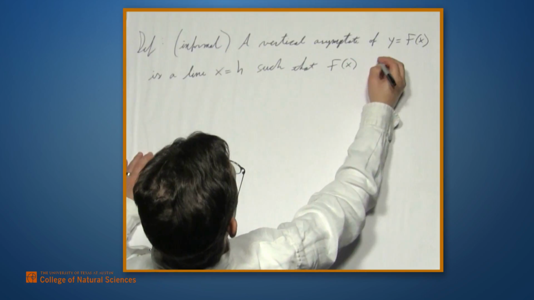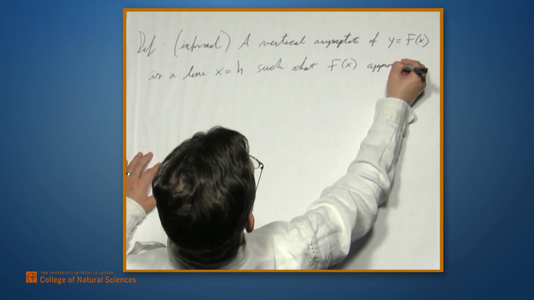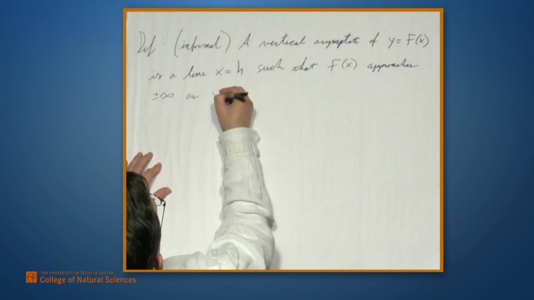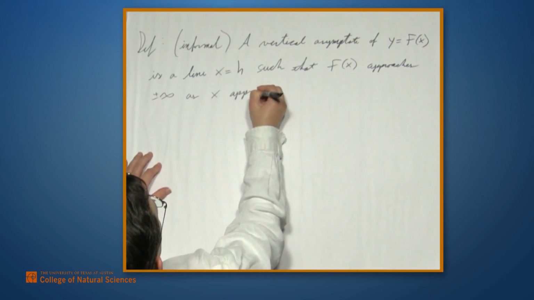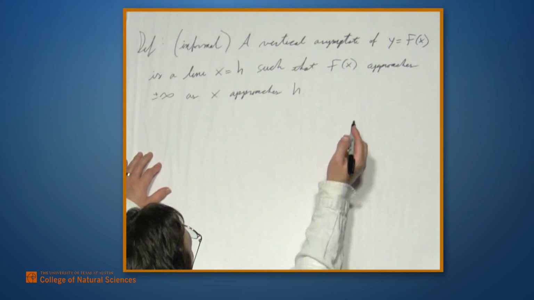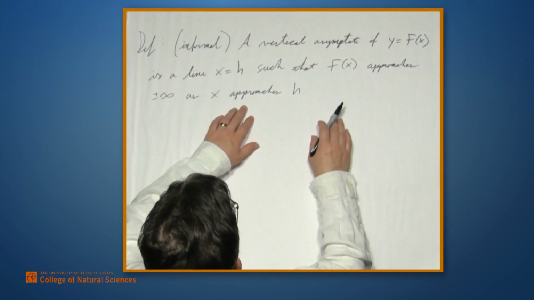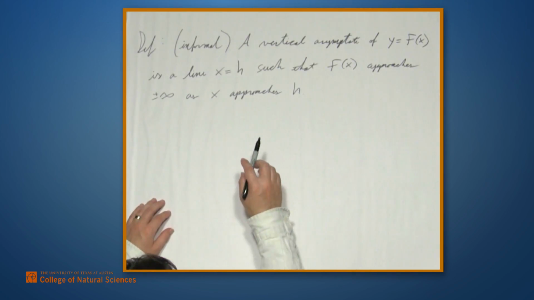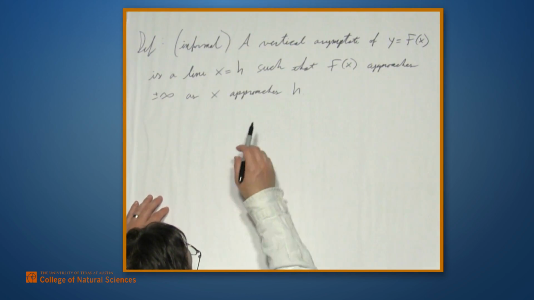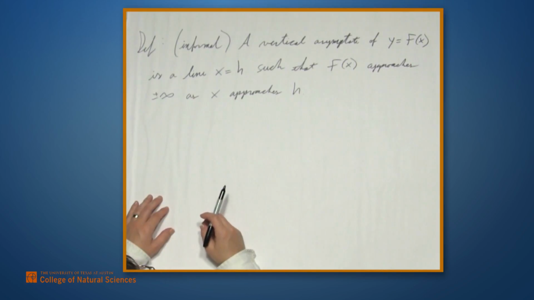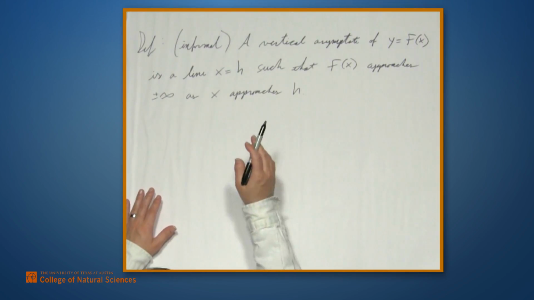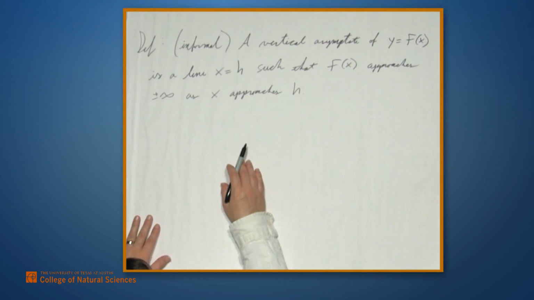f of x approaches plus or minus infinity as x approaches h. This is something that makes it informal. This notion of approaching, this is what will become clearer in a calculus class. But for us, we can just think of x getting closer and closer to h and f going off to positive infinity or perhaps negative infinity. In the context of this video, our focus here is on rational functions, but vertical asymptotes can exist for other functions as well.